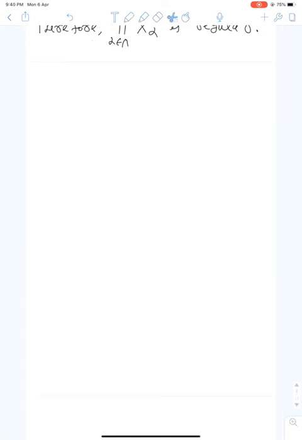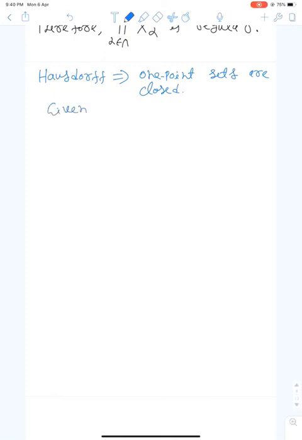Note that we have used the fact that Hausdorff implies one point sets are closed. Actually, I proved this one in the class. So if you don't remember the proof, again I can give a proof of this one. The proof is very simple. So given that X is Hausdorff, right?